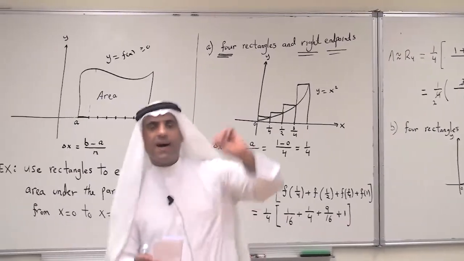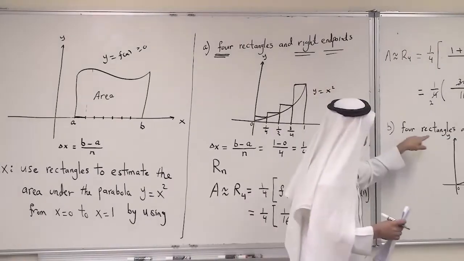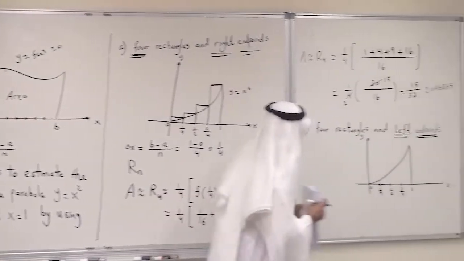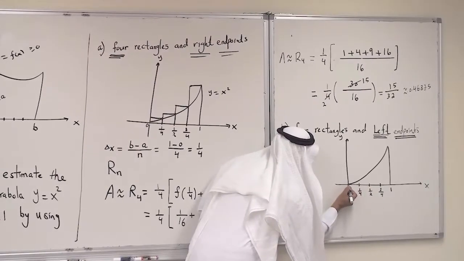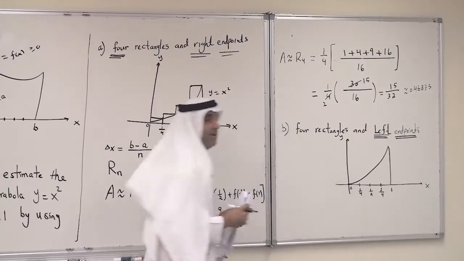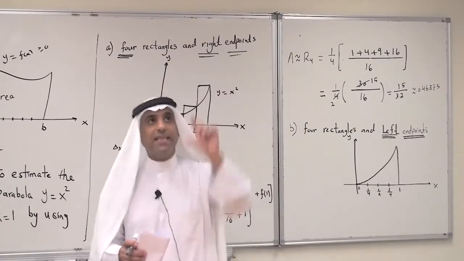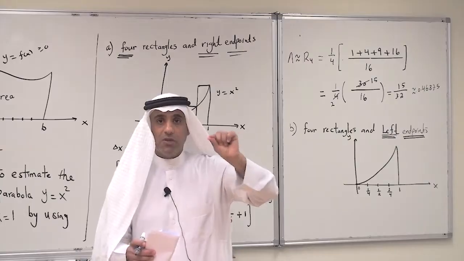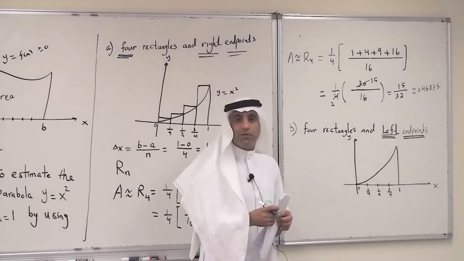We need to choose the height of each sub-interval. According to what we specified, left point approximation, this is the first sub-interval. You need to take the altitude to be the image at the beginning. But at the beginning here we have 0, and the image at 0 is 0. So the altitude itself is equal to what? 0. So our first rectangle is just the line segment here from 0 to 1 over 4.